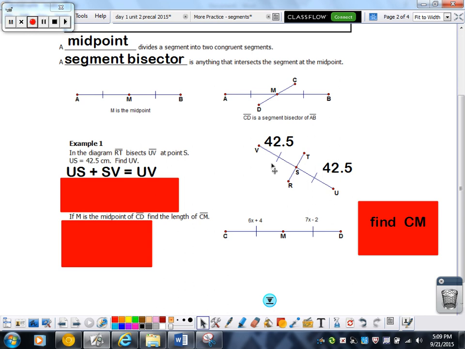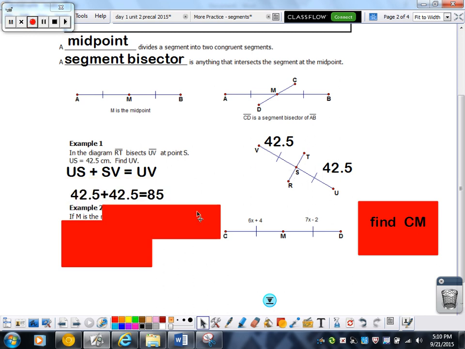I know I can use the segment addition postulate to add US plus SV to get the whole segment UV, which means I can add 42.5 plus 42.5 to get 85 centimeters.